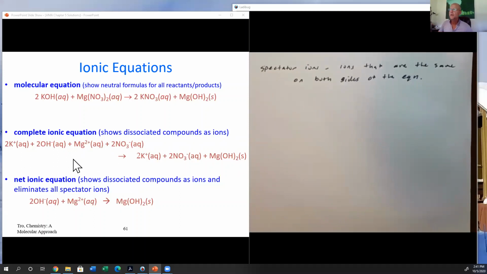So if we look here, you see that on this side you have potassium plus, and on this side you have potassium plus, right? So I can cross out the potassium pluses because they're the same on both sides. Similarly, on this side I have NO3 minus, and on this side I have NO3 minus, and there's no change, right? So I cross those out. If I cross out those ions, what am I left with? 2OH minus plus magnesium 2 plus goes to magnesium hydroxide. And that's called the net ionic equation. All right, the net ionic equation shows the associated compounds as ions and eliminates all spectator ions, right? These are the spectator ions.